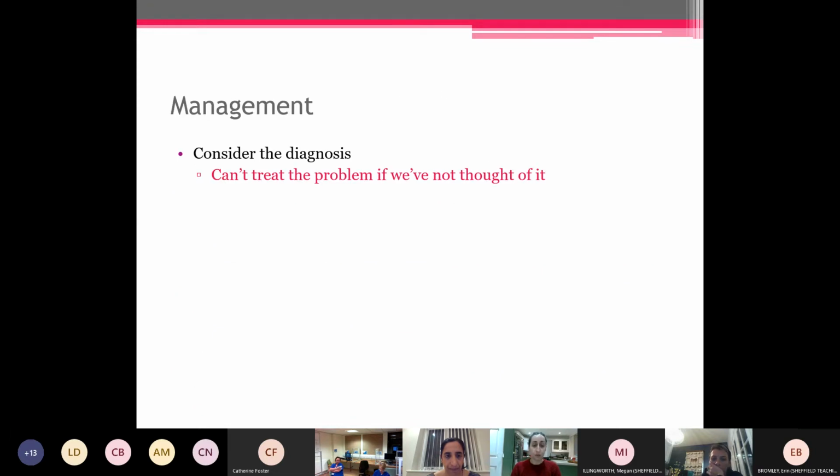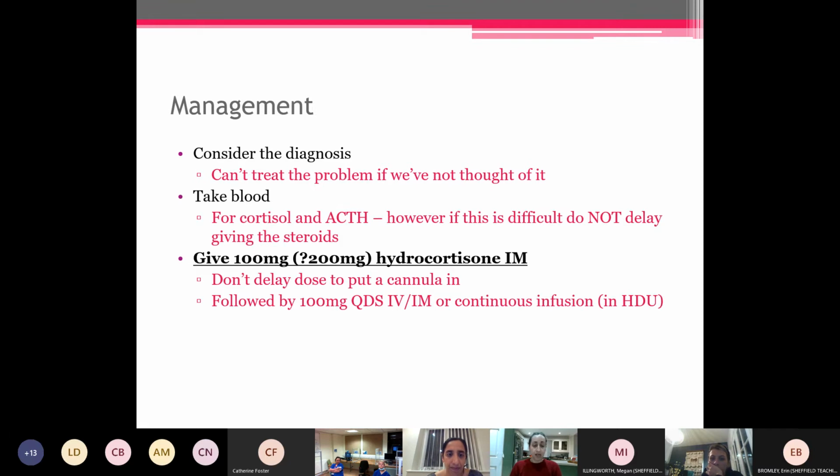So the management, number 1, is be aware that this is a thing, because you will never treat it if you don't think about it. I've put them in this order, but the most important thing for the treatment of this is to give them steroids. And you can give IM hydrocortisone 100 milligrams or 200 milligrams. I have absolutely no preference. If they're really sick, just give them 200, the more the better. As a stat dose, IM, you're not delaying the dose to put a cannula in.